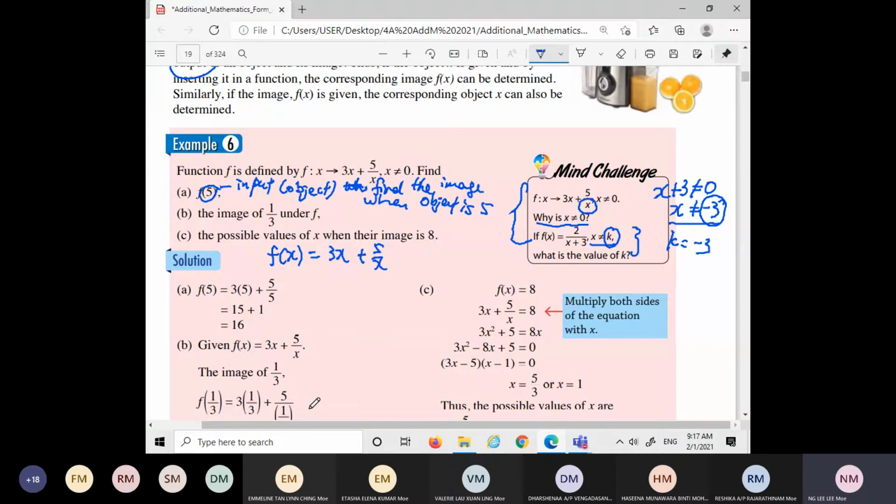Find the image of 1 over 3 under f. Find the image of 1 over 3. So you want to find the image. What is your object? Your object is this. Your object is 1 over 3. Yeah, someone say something?